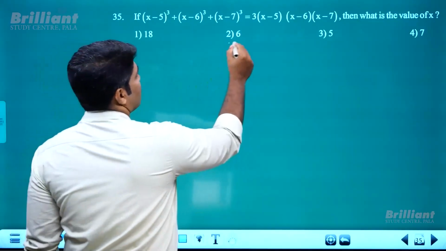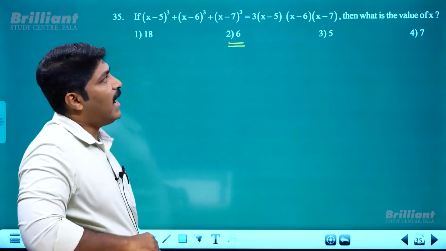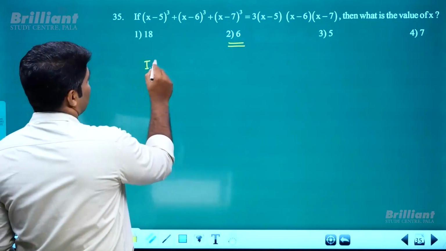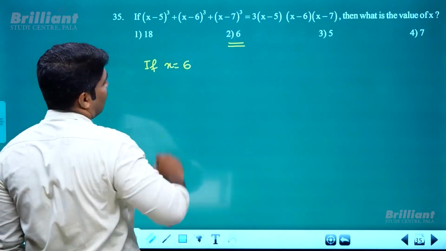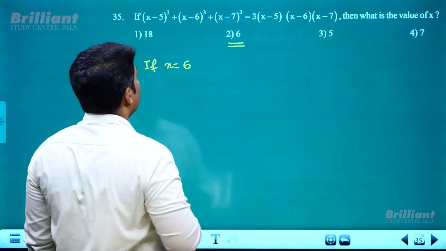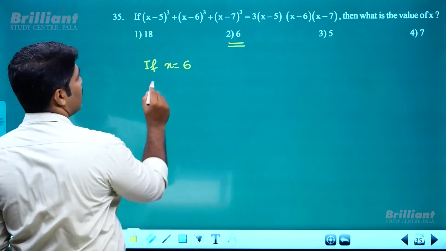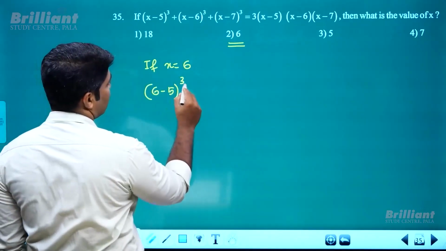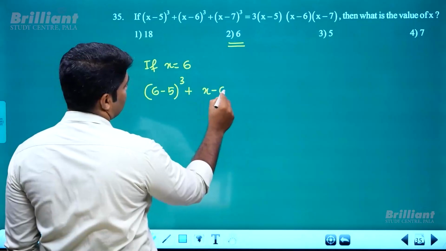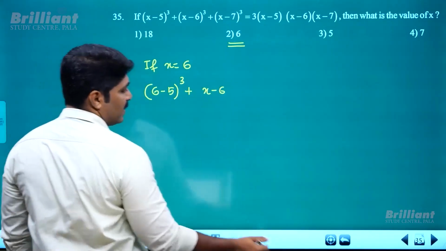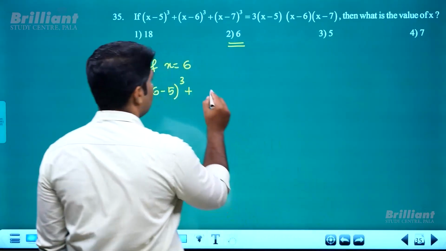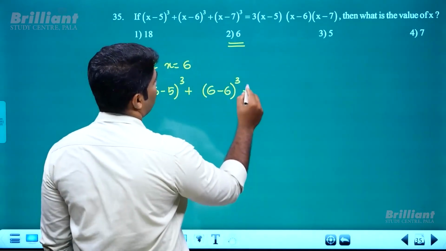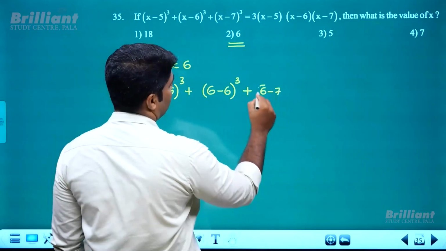Suppose I'm starting with this 6. Instead of x, I substitute the value of x as 6. After that I will explain the actual, conventional method of this concept. If x is equal to 6, what will happen here? This is 6 minus 5 the whole cube. We are testing whether the left hand side and right hand side are matching. This is x minus 6, that is 6 minus 6, which becomes 0, the whole cube, and finally 6 minus 7 the whole cube.